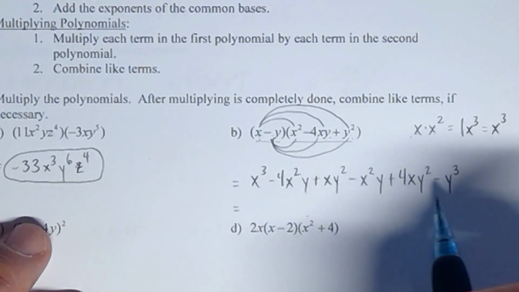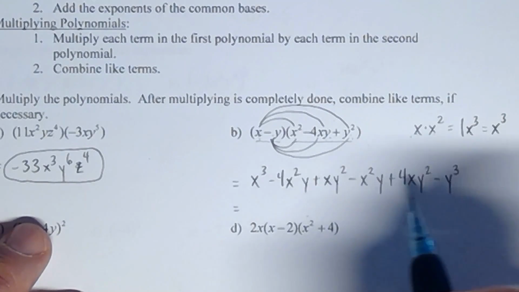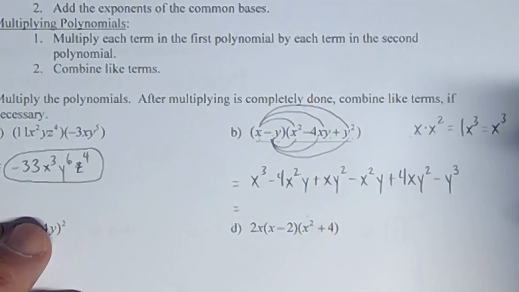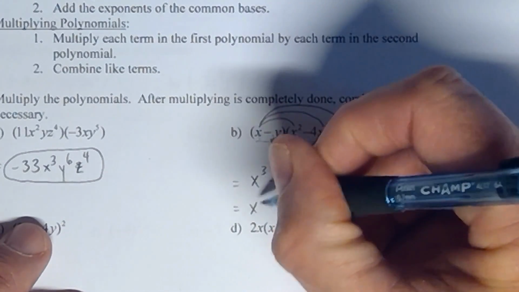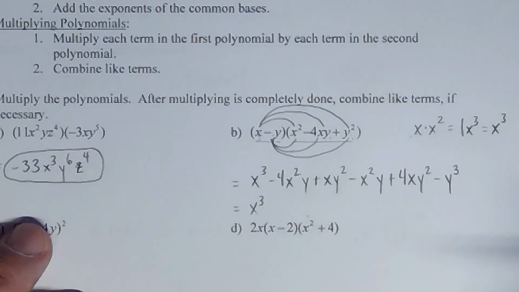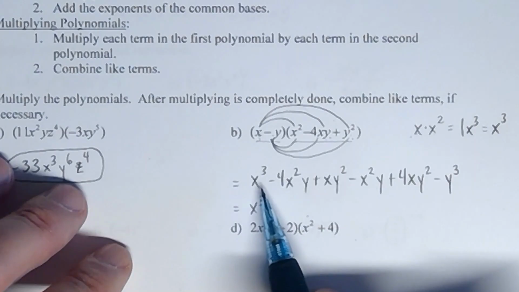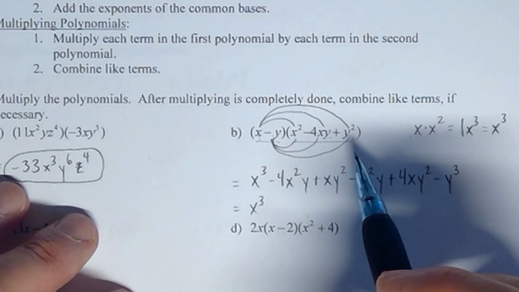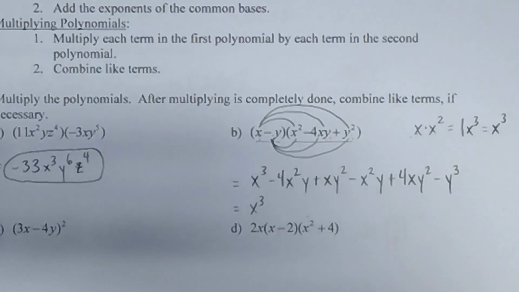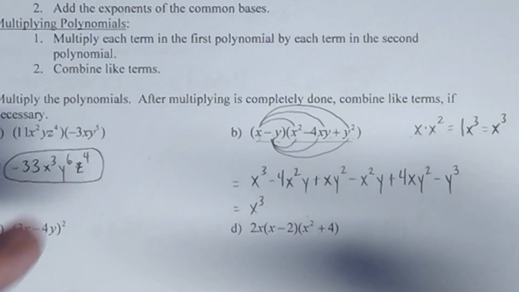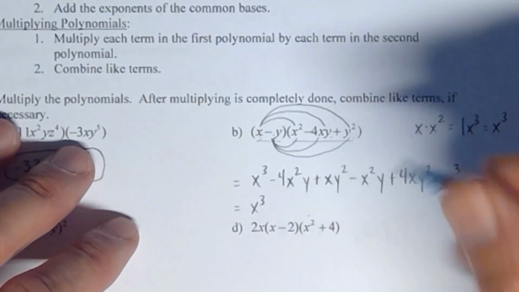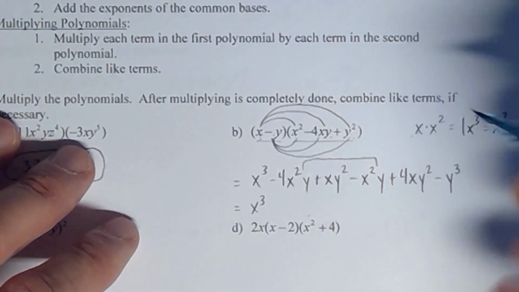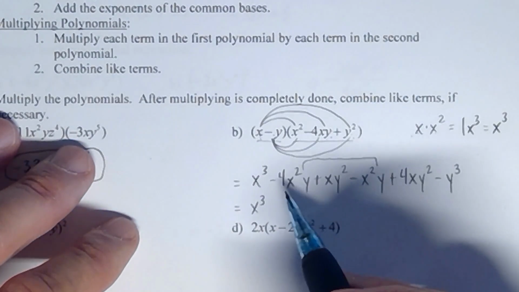X to the third does not have another matching like term right here. This is not it, because it's got a different variable even though it has the same exponent. So I'm just going to bring x to the third down, as we always do when it doesn't have a matching like term. Remember, we're in the like term mode right now, you guys. We're done multiplying. So we're back to using the rules for combining like terms. Speaking of that, these two terms right here are like terms, second and fourth term.